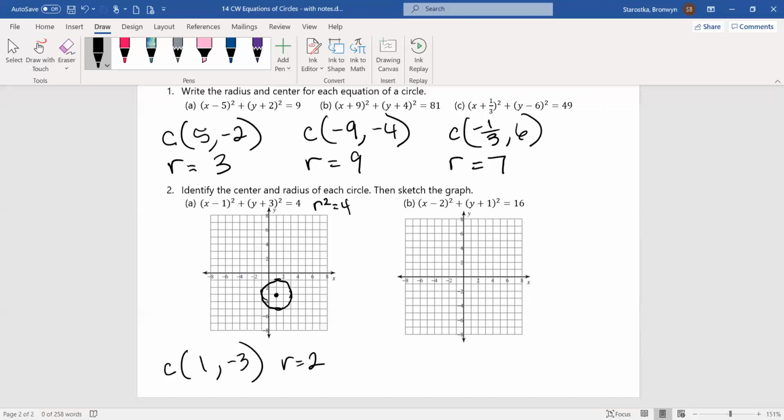All right, let's look at our center. Our center is opposite negative 2 is 2, and opposite 1 is negative 1, and r squared equals 16, which means r equals 4. So we want to go to the point 2, negative 1, that's right here. And in this case, we go up 4. 1, 2, 3, 4. Boom.